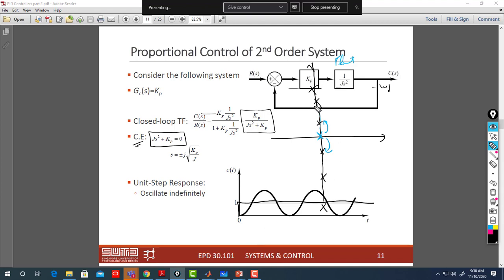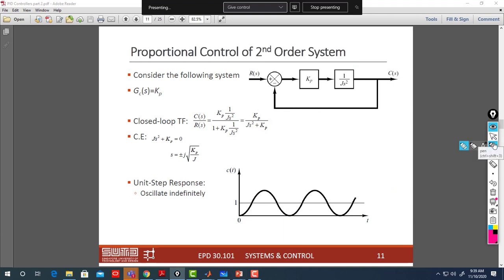Then increasing Kp, all it will do is make the oscillation faster. Instead of going this way, maybe you go faster. Keep increasing Kp, so it will oscillate faster and faster. You increase the frequency, decrease the time. That's the only effect of Kp, but it doesn't shift the poles to a stable location. Good.